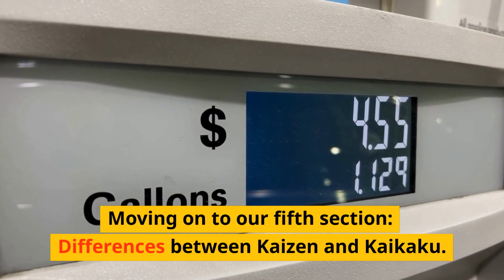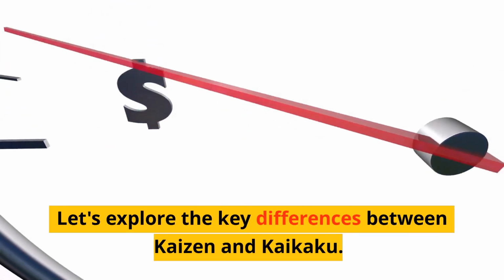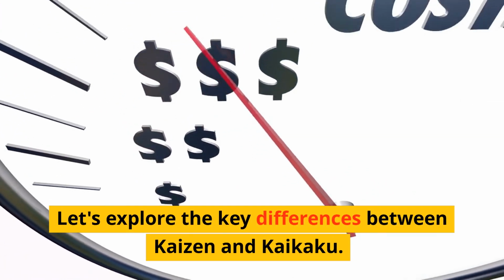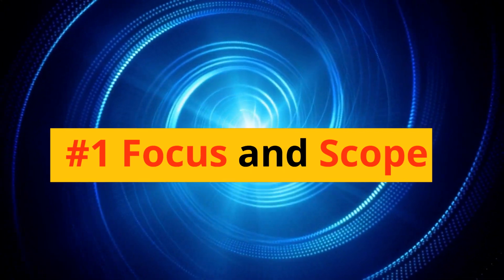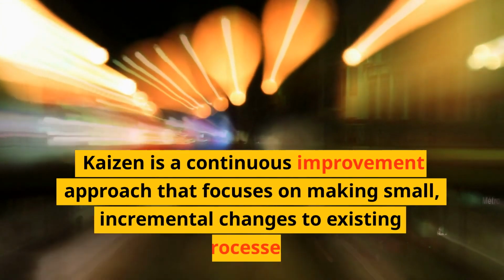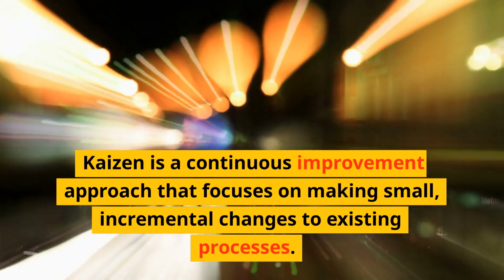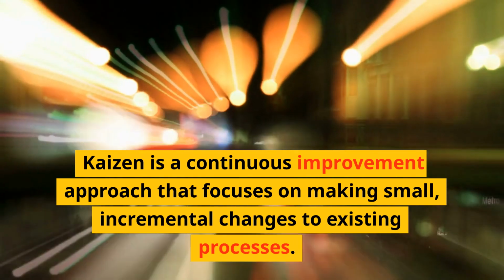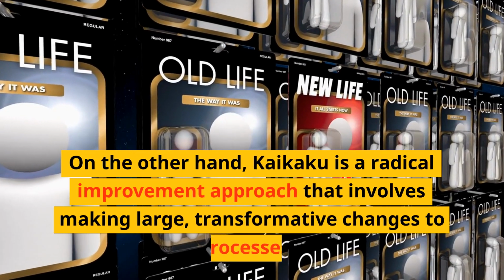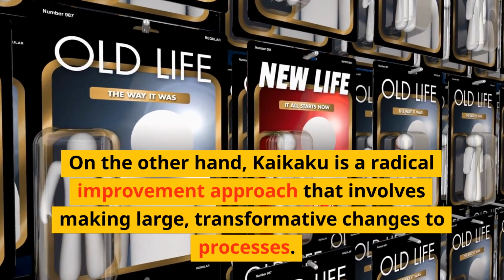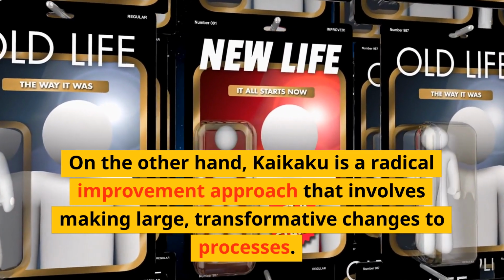Differences between Kaizen and Kaikaku. Let's explore the key differences between Kaizen and Kaikaku. Number 1. Focus and scope. Kaizen is a continuous improvement approach that focuses on making small, incremental changes to existing processes. On the other hand, Kaikaku is a radical improvement approach that involves making large, transformative changes to processes.